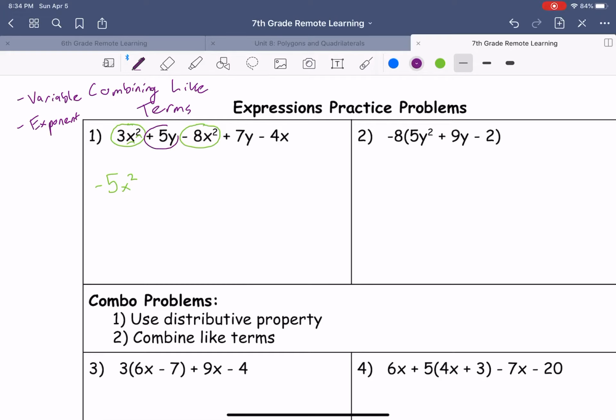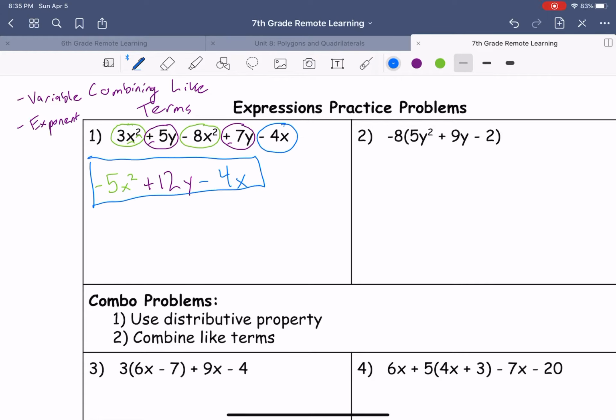All right, let's look at our next term. We have a plus or positive 5y, and we see another 7 or another y with no exponent or an exponent of 1 right here. So now we have plus 5 plus 7. That gives us a plus 12 and our variable of y. And then to end, we have our minus 4x. And there's nothing else that's just an x without an x squared. So that one is done.